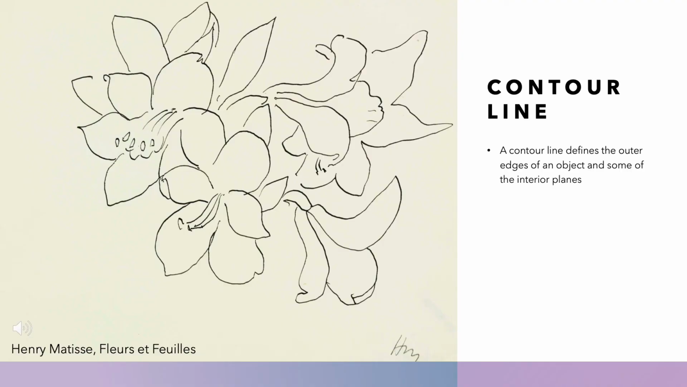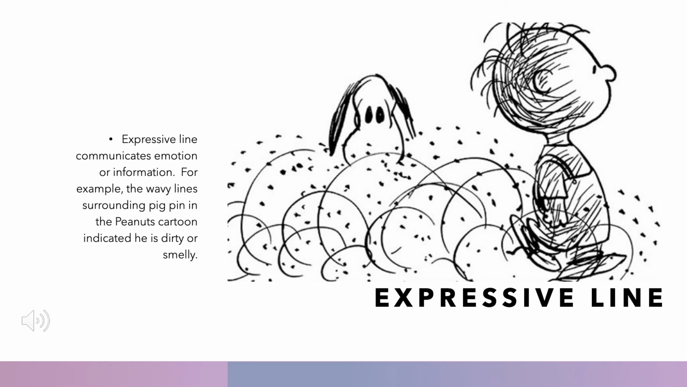We can also look at different kinds of line in an artwork. For example, a contour line defines the outer edges of an object and some of the interior planes. When I say a line drawing, this is probably what you think of. Notice the confident and graceful lines Matisse used to create these delicate flowers.